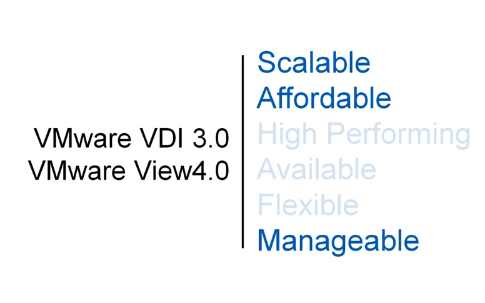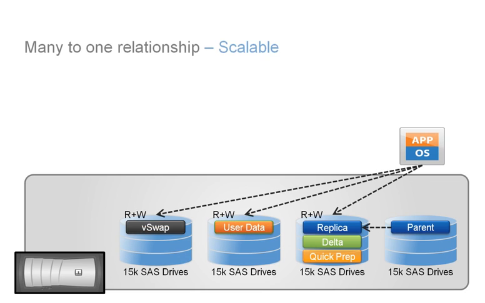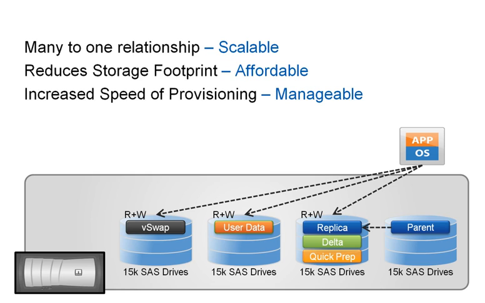VMware VDI 3.0 and View 4.0 provided customers with a scalable, affordable, and manageable desktop with the introduction of linked clones. Linked clones help reduce the storage required to deploy virtual desktops. The linked clone model may consist of a data store consisting of the parent virtual machines, a data store for the replica and individual Delta and Quick Prep files, and an optional user data and vSwap data store. This helps to create a more scalable solution in that many desktop C drives use the same replica. This allows for easier patching in large environments. It also reduces the storage footprint and decreases deployment speed, as every clone is not a full clone.